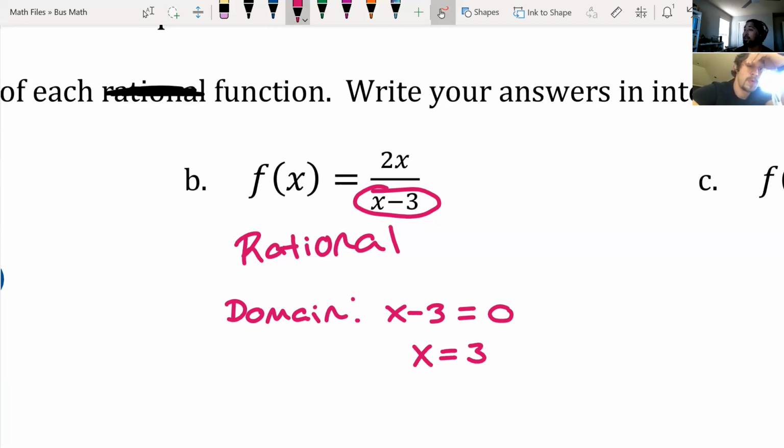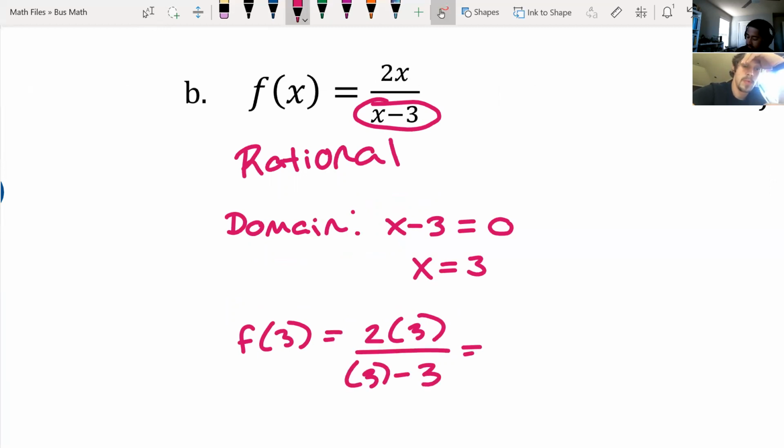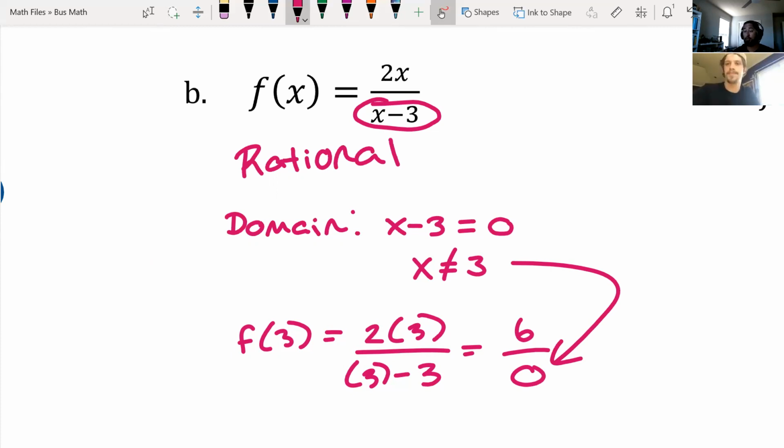Okay, but there's more to it, because what would happen if we actually plug 3 into this function? If I said f of 3, I would get 2 times 3 over 3 minus 3. This would give me 6 over what number? 0. And can we have 0 in our denominator? No, sir. No. So guess what our domain is going to be? X cannot equal 3 because it makes the denominator 0. So what this domain is telling us is that we can be any number we want except for which one?